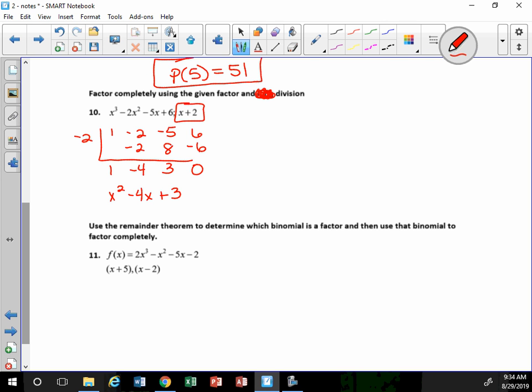All right. If they tell you it's a factor, you should absolutely get 0 as your remainder. That's what that means. If you don't get 0, I would go back and try again. Once you're here, then again, we've got to read our directions. It says factor completely. Well, so now I have this x squared minus 4x plus 3. Can I factor that? Yes. What does that factor into? Excellent.